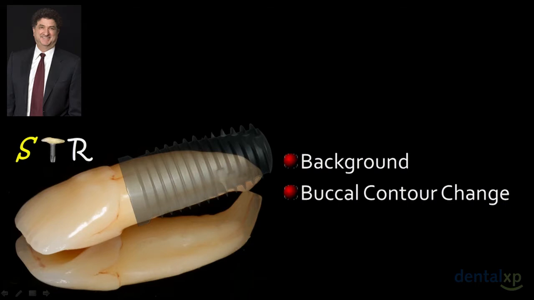So let's do first a little background. Then we're going to talk about this whole concept of what happens to the buccal shape of a ridge when you take a tooth out. What do we know and what don't we know? And then we'll talk a little bit about where we have to go for the future, because we don't have all the answers, but we're getting close, as you will see. So let's take a look.